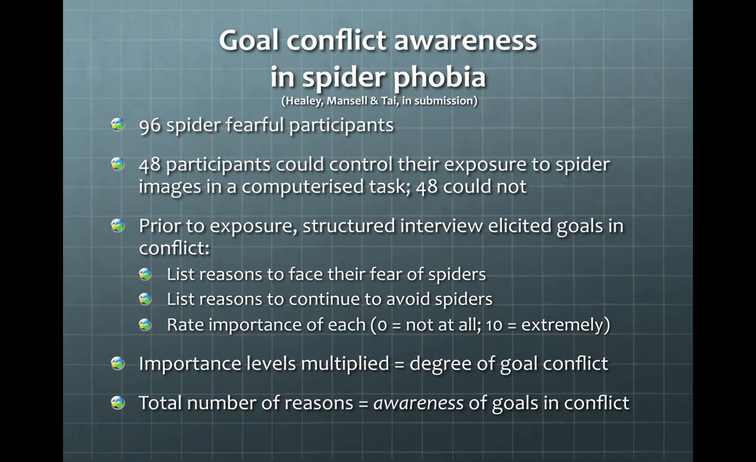They listed their reasons for wanting to face their fear of spiders, and they listed reasons for wanting to continue to avoid spiders. So these were in opposing directions. Therefore, the goal conflict measure was the multiple of how important those two opposing goals were. We also added together the list of both these sets of reasons, both for and against facing the spiders. And we used that total number of reasons as an index of the awareness of the goals in conflict, presuming that the more they list, the more able they are to keep those goals in awareness and list them during the task.